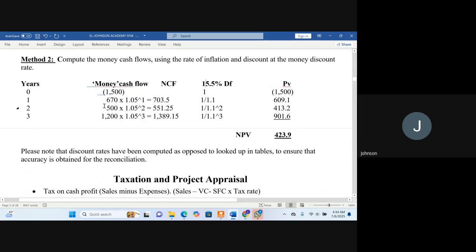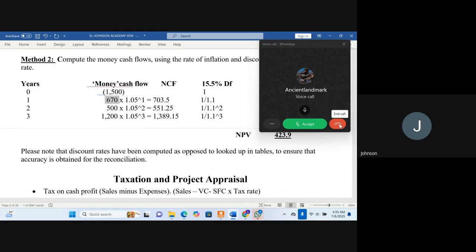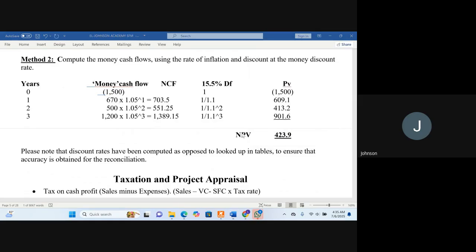Our cash flows now, we need to inflate them also. So to get this 1.05, we assume that this 670 is 100%. To increase it by 5, you need to say 105 divided by 100. Then you get the answer that you get.